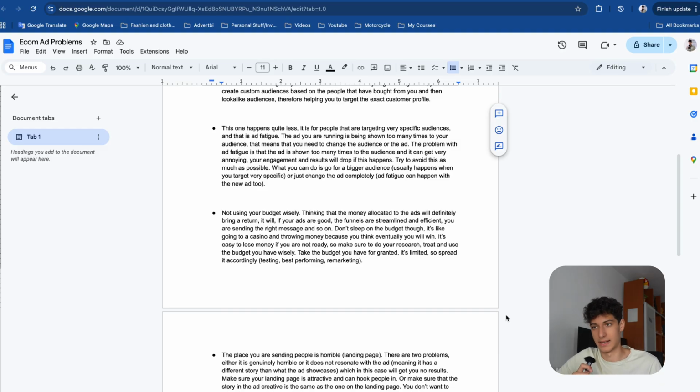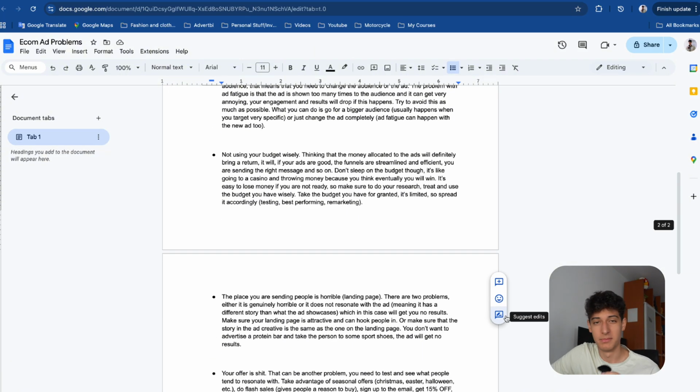Ad fatigue can happen on the second ad too. For example, it goes back to the first example where you have to test a lot of creatives. Just because one performs out of 5 doesn't mean the other 4 are horrible. It just means that one single ad creative out of the 5 is just much better. So just change the ad creative when this happens.